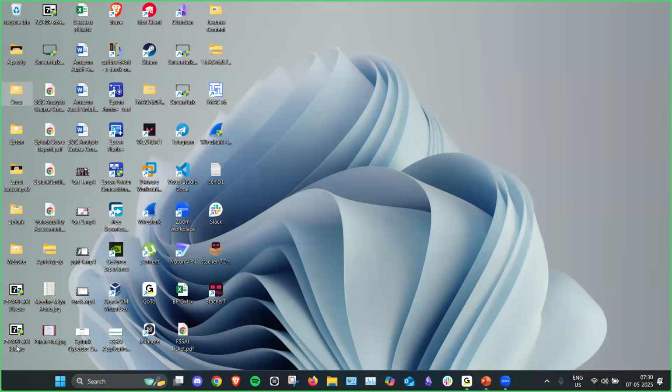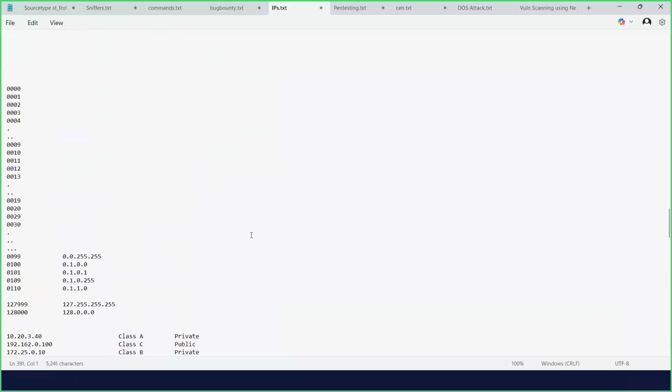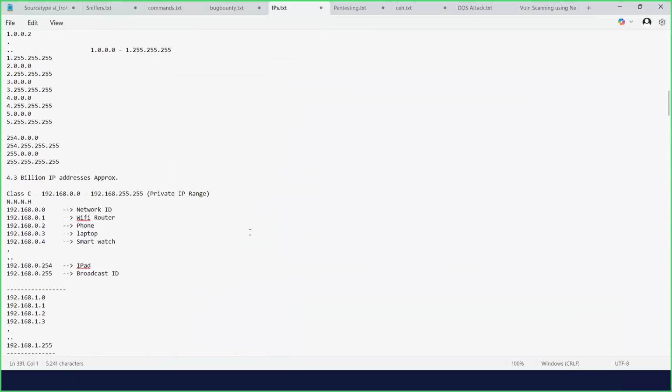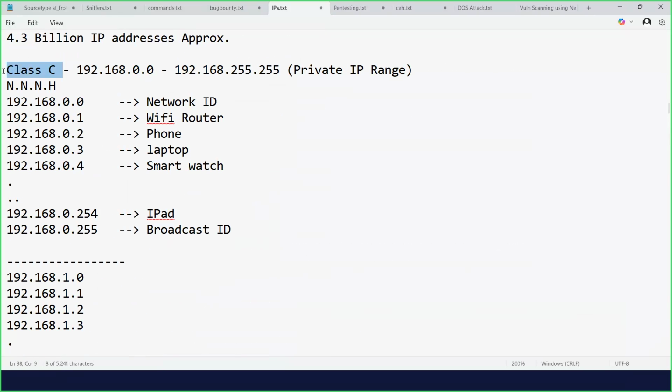So one second. Let me open up my notepad file again. So I've written down that range over here, guys. Yeah. So if you remember, the class C private IP range starts from 192.168.0.0 and goes all the way up to 192.168.255.255. That's the entire private IP range for class C. Now, in that range, the first three octets are network portions. So the 192, 168, 0 belong to the network portions. And the last octet here belongs to the host portions.